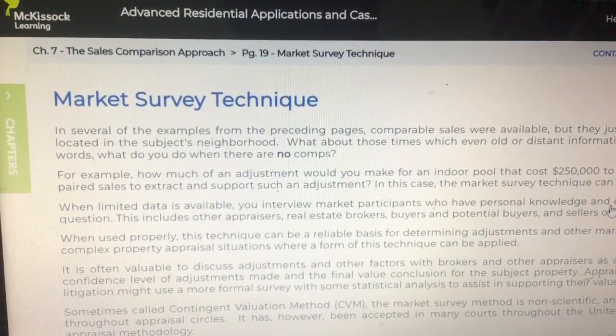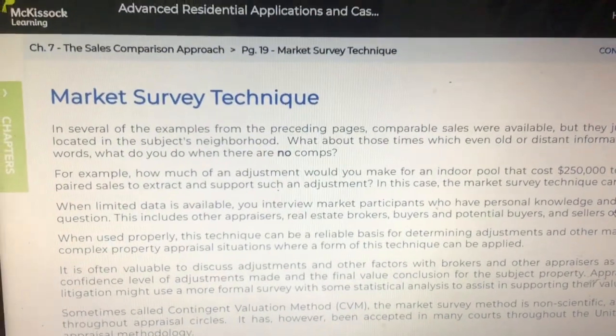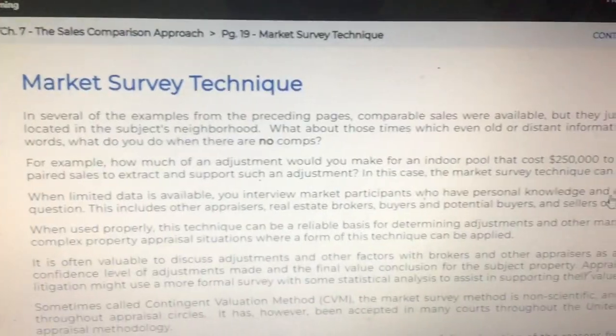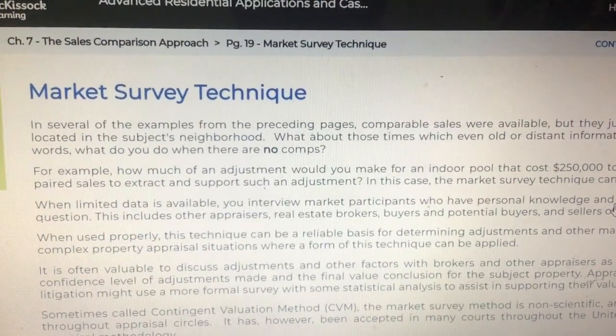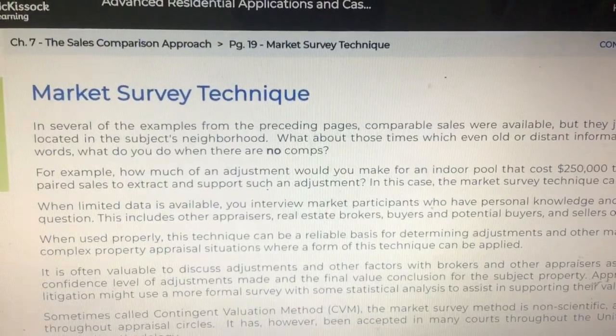Advanced Residential Applications and Case Studies. Chapter 7, The Sales Comparison Approach. Page 19, Market Survey Technique.